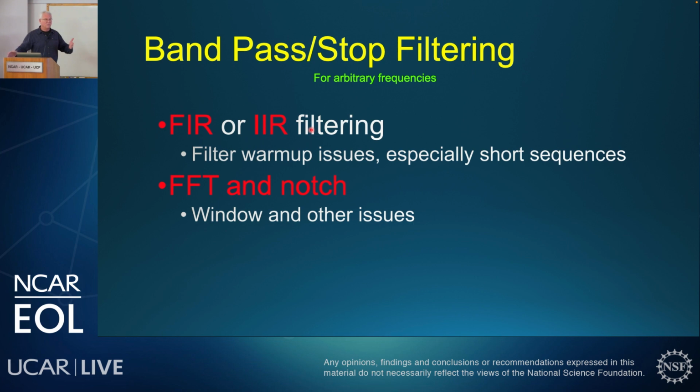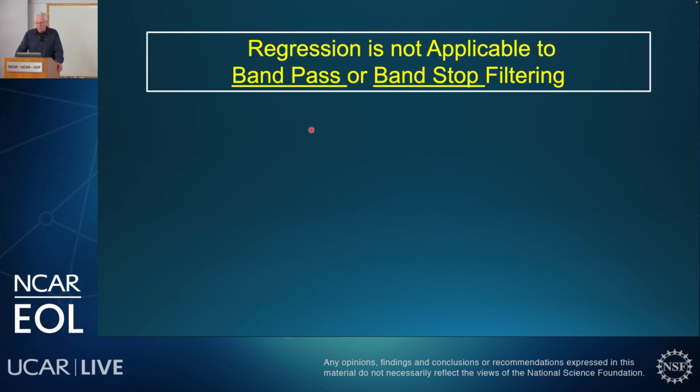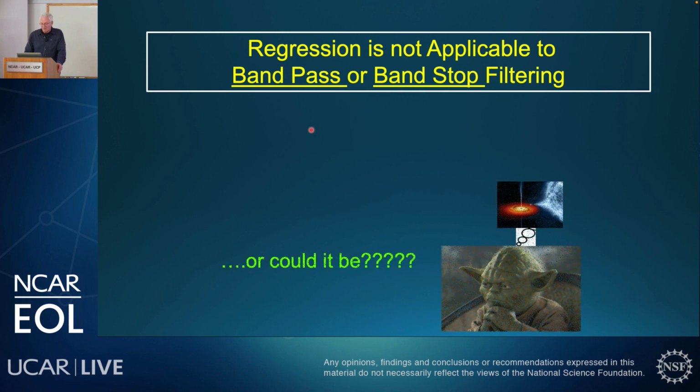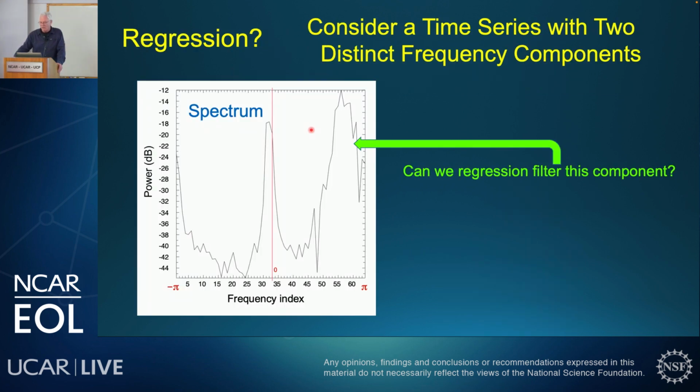Well, that would be more of a band stop, band pass filtering, for arbitrary frequencies. And this is where FIR and IIR filtering typically are used. Or you could use an FFT and go notch those out. And so regression is not applicable to band pass or band stop filtering. Oh, here comes back our friend Yoda, and he's thinking, he says, oh, maybe not. Maybe it could be applied. So let's see how we can do that.